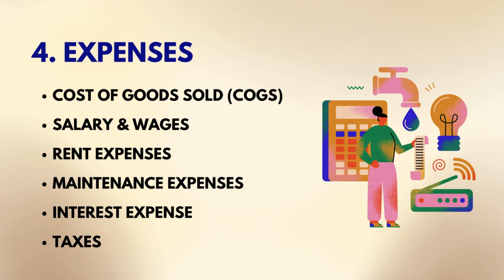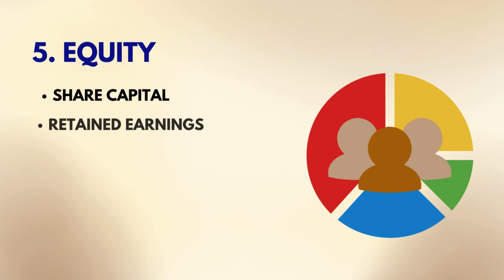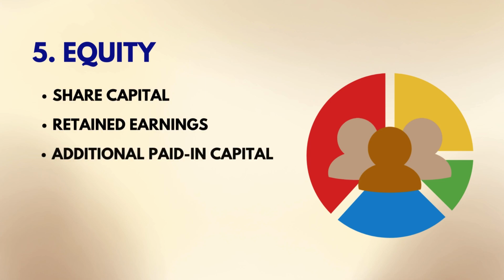Finally, we have equity. Equity represents the ownership interest in a business. It is the residual interest in the assets of a company after deducting liabilities. In simple terms, equity is what the owners or shareholders own in the company after all debts have been paid off. Some of the major components of equity are share capital, retained earnings, additional paid-in capital, etc.